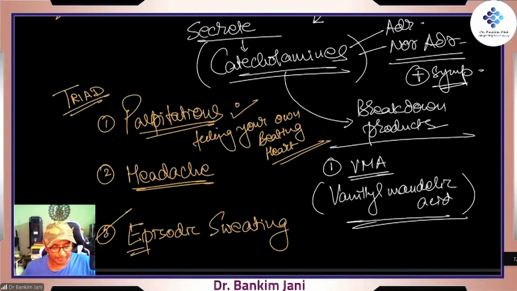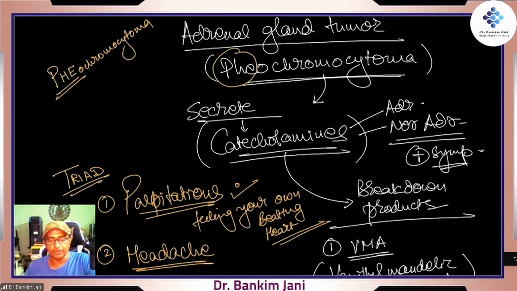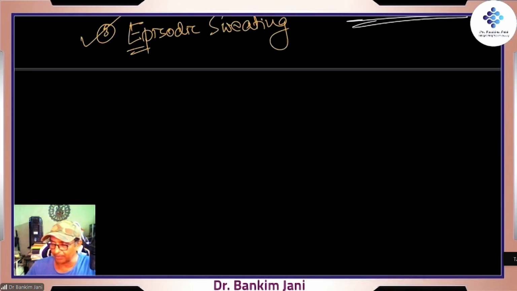This triad, if it is there, then you go for the VMA. VMA is vanillylmandelic acid, and you find that this is high. That means the patient should be subjected to CT or MRI, right? Because on ultrasound, sometimes you won't be able to see the pheochromocytoma if it is very small. But on CT or MRI, you will be able to see. There are even other tests also. But this is just the indication of how you will be approaching the patient, right? How you will be approaching that particular thing.